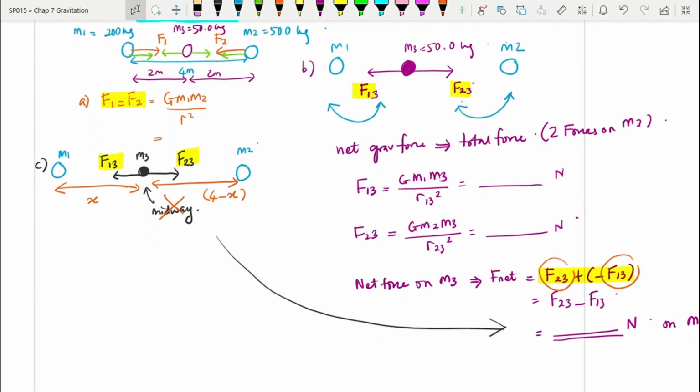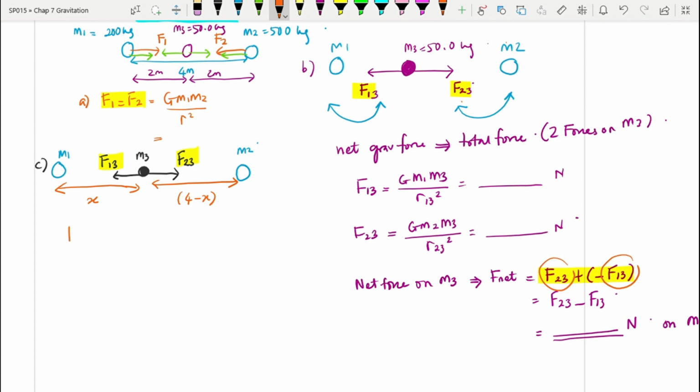Okay, so saya padamkan midway ni supaya dia tak confuse kat sini. Ini hanyalah jarak saja antara mass 1 dengan mass 3 and then mass 3 dengan mass 2. Okay, so kita nak solvekan ya. Padam arrow ni takut confuse pula. Okay, so kita nak solvekan.